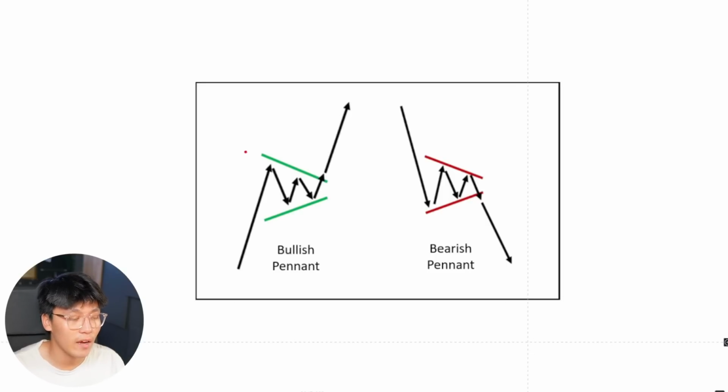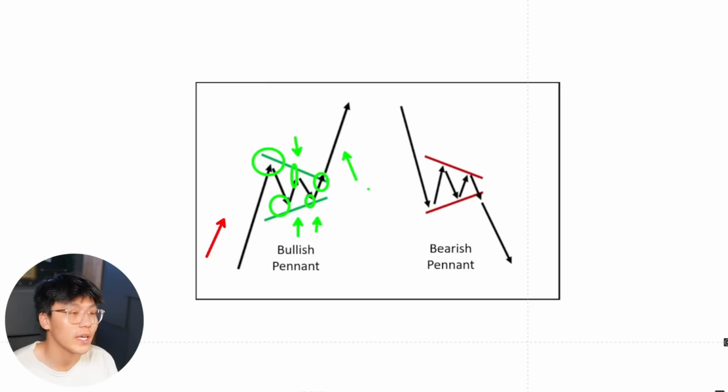Right here, we have what's called a bullish pennant, and what this consists of is a strong push in the upwards direction. When we have a strong push in the upwards direction and then we start consolidating, we form what's called a pennant. You can see price is getting in this nice tight range, forming this pennant, and then we finally have that break towards the upside where there's a continuation in the trend.